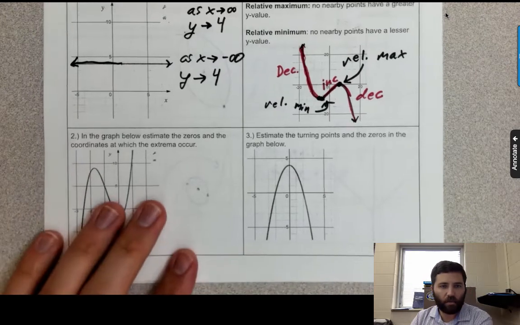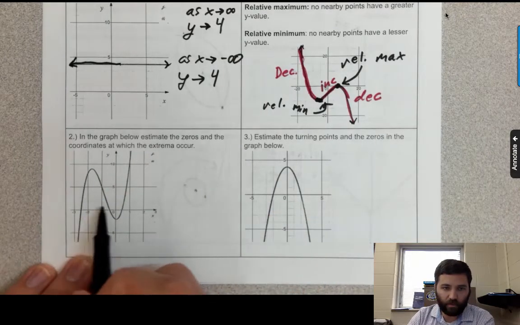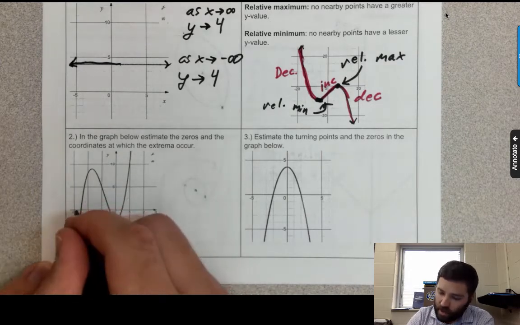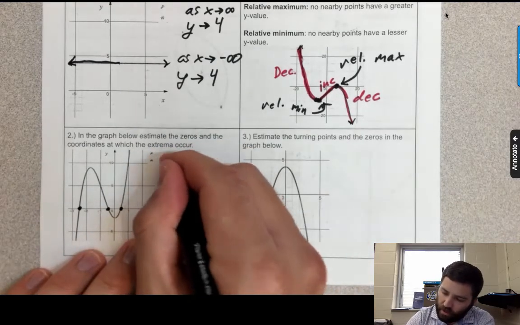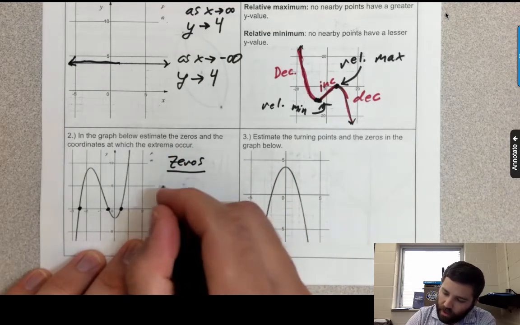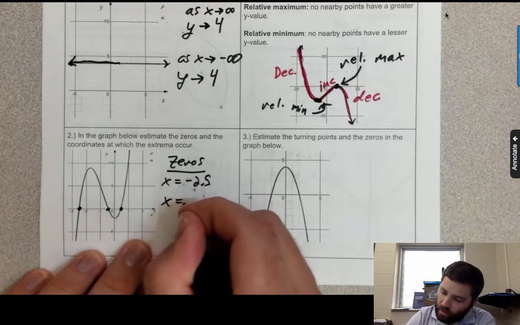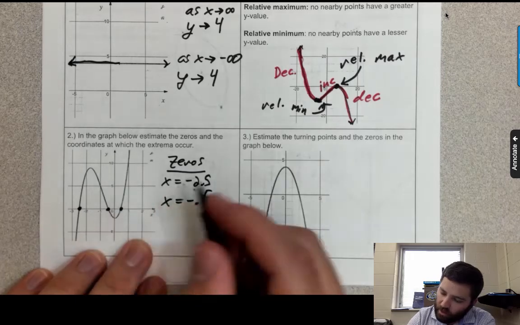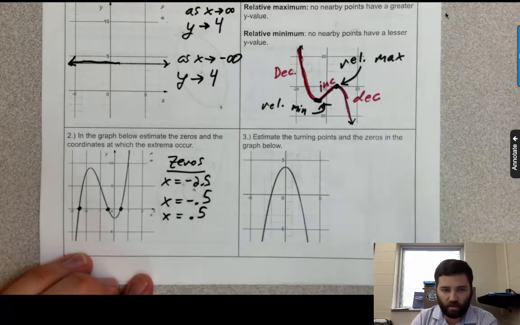Right? In the graph below, estimate the zeros and the coordinates at which the extrema occur. All right, so a little bit of vocabulary here. Estimate the zeros. Zeros are where the graph crosses the x-axis. In other words, where the graph function values are equal to 0. So here are where the zeros are. Here, here, here. So we have zeros at approximately x equals negative 2.5, x equals negative 0.5, and x equals 0.5. These are just approximations. Okay, so if you said 0.6, you'd still get this one right.